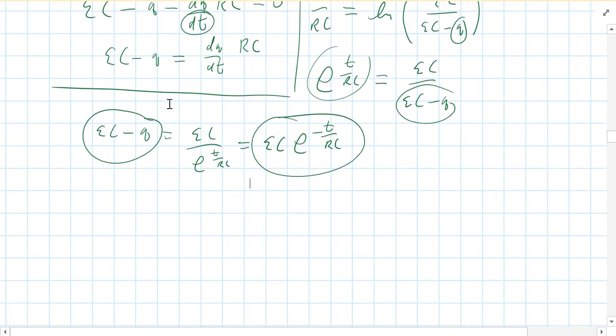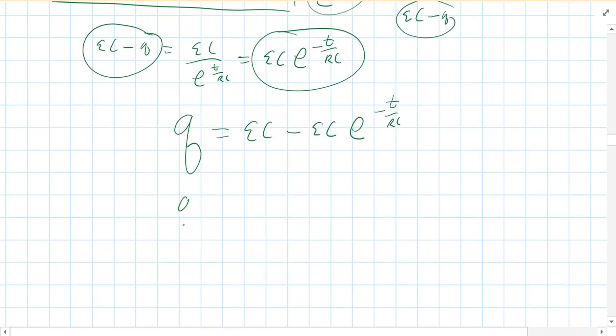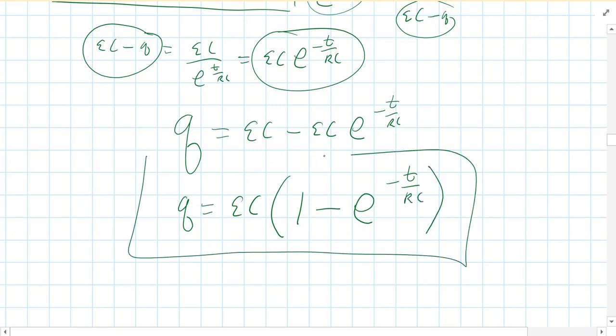We're trying to get Q by itself. If you get Q by itself, you get the following. You get EC minus EC times e to the negative t over RC, or if I factor out the EC there, Q equals EC times 1 minus e to the negative t over RC. That is the charge on the capacitor as a function of time.